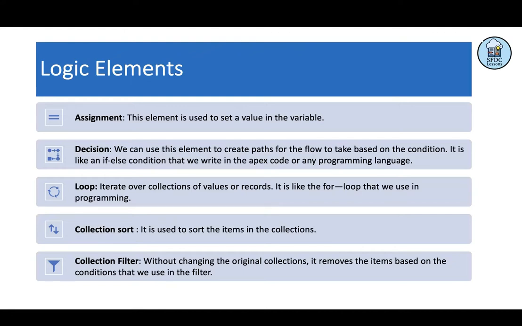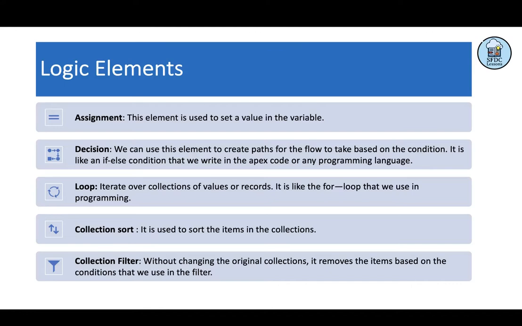The loop iterates over collections of values or records. It is like the for loop that we use in programming, to iterate over a list of records. Then we have collection sort. It is used to sort the items in the collection, in ascending order or descending order.